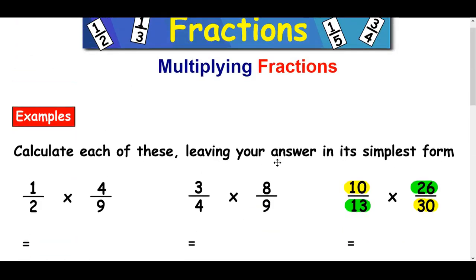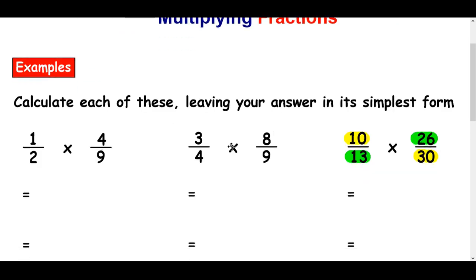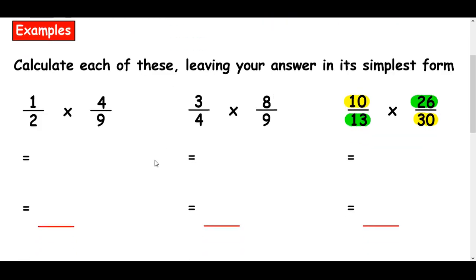Now calculate each of these, leaving your answer in its simplest form. That's the lowest value it can take, so always remember to try and do that. Right, so let's look at this. Instead of thinking about a picture, if we just do top times top, 1 times 4, and 2 times 9, we'll get 4 over 18. Now that's not the simplest form, because the top and the bottom there divide by 2, so you're going to end up with 2 over 9.